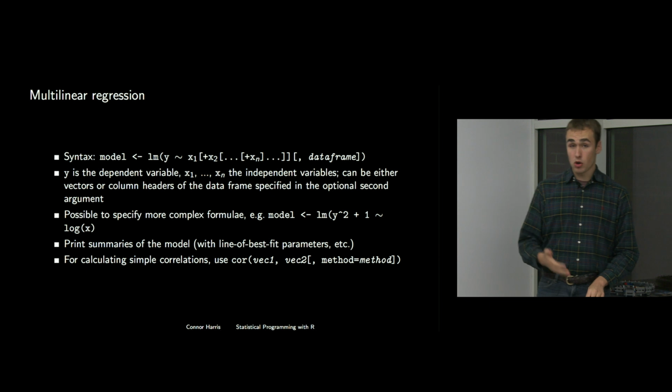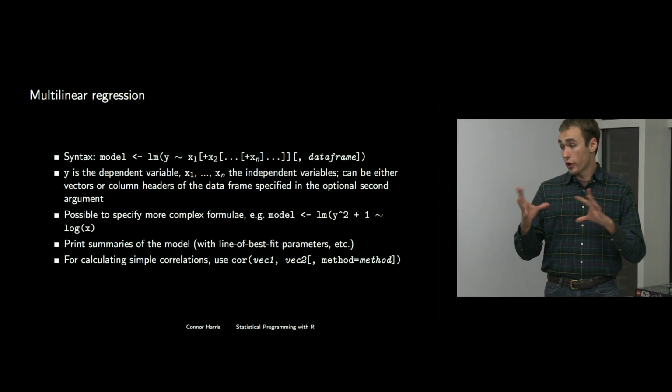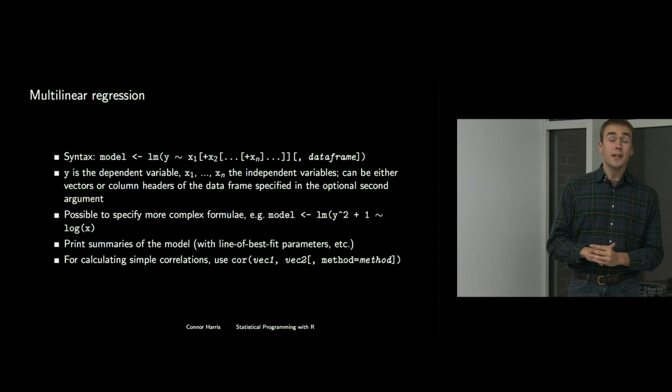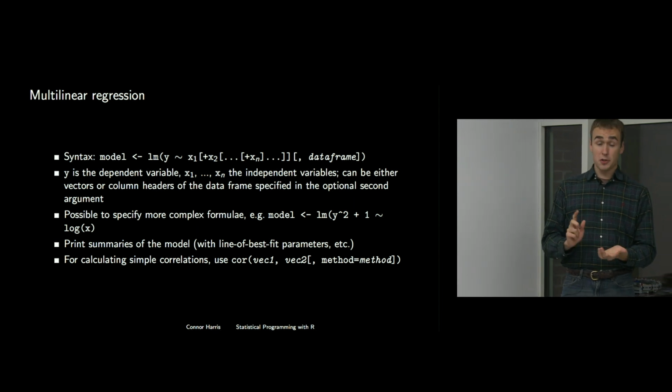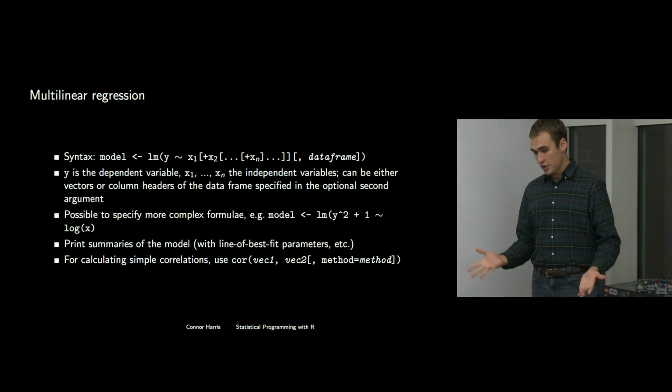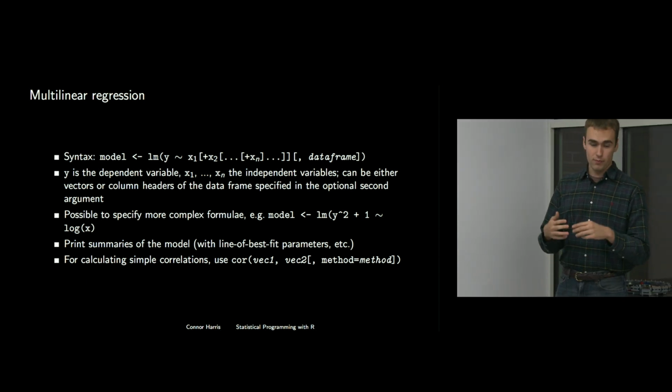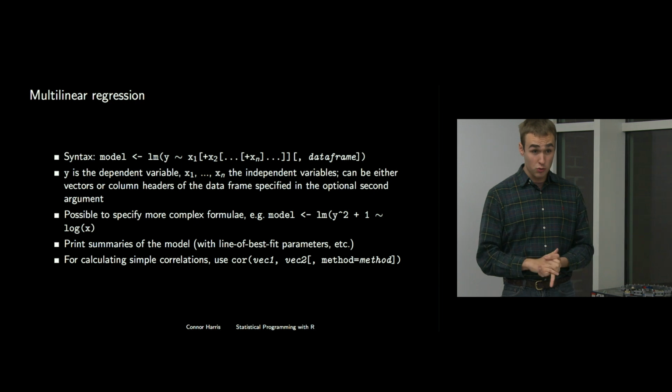If you just want to calculate a simple correlation, you can use correlation, vector1, vector2, this function cor. Method is by default Pearson correlations. Those are the standard ones you can do. There are also Spearman and Kendall correlations, which are some variety of rank order correlation, where they don't calculate product moments between the vectors themselves, but of the vectors' rank orders. I'll explain that later.